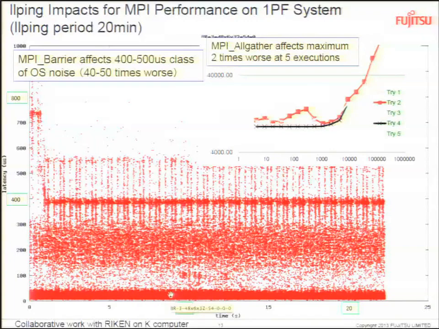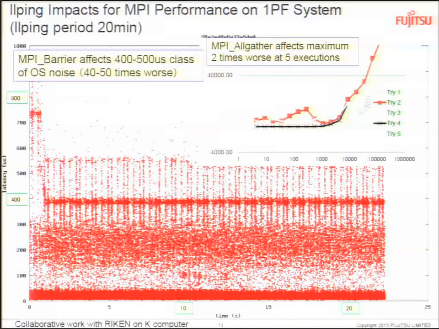However, there is much OS jitter coming in. The ideal case here is the baseline of the MPI barrier, but it is affected by up to 400 or 800 microseconds. The average is about here, so it affects 450 microseconds of OS noise. It is 40 to 50 times worse, and the run time is around twice as long on benchmarks.